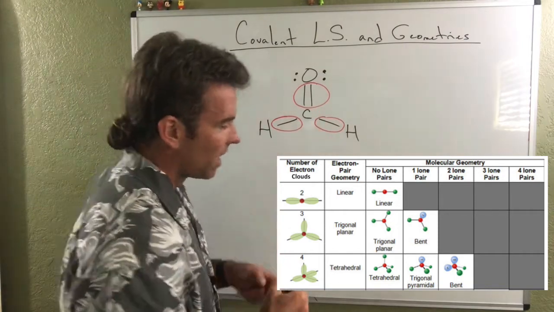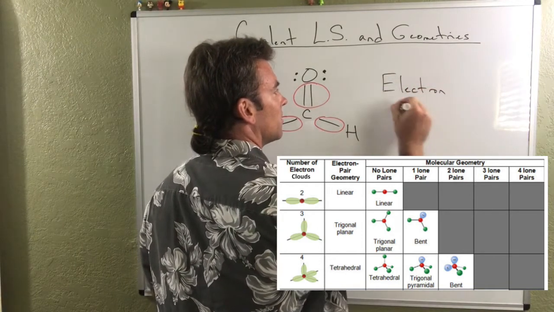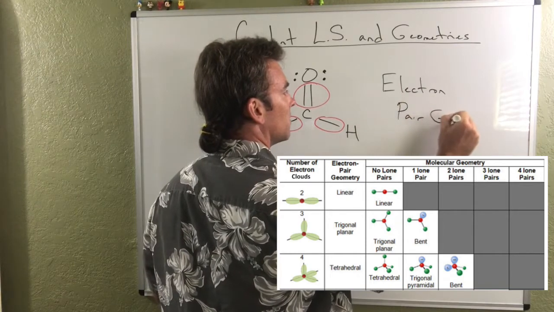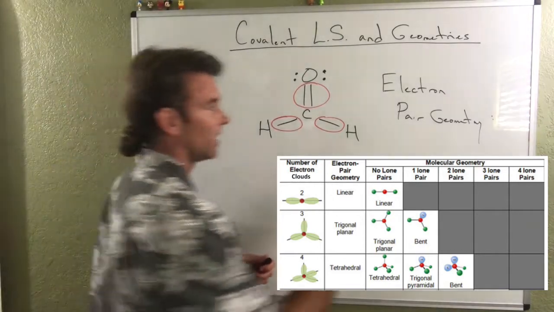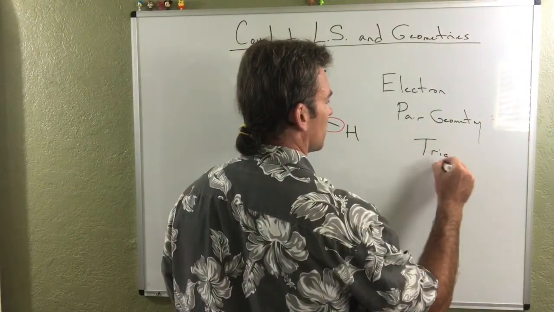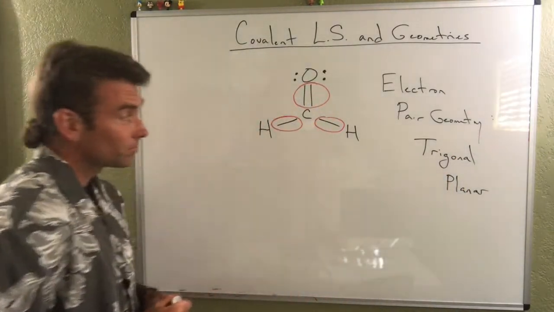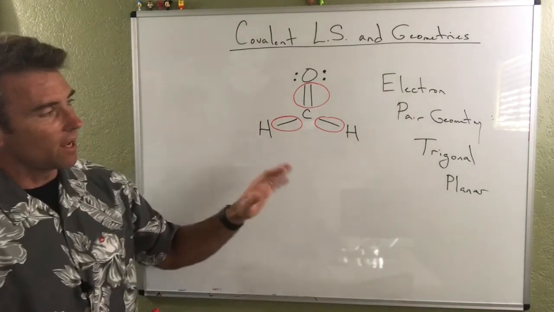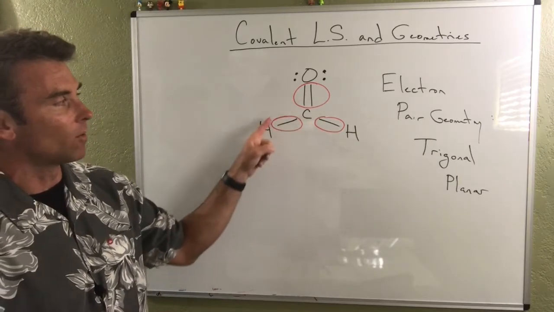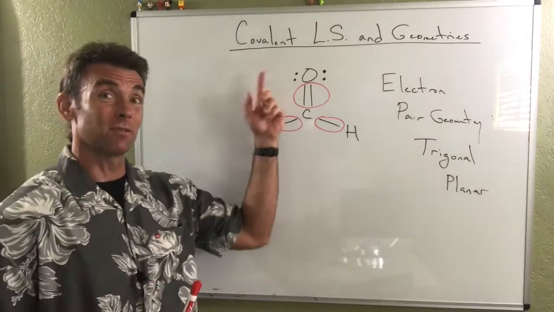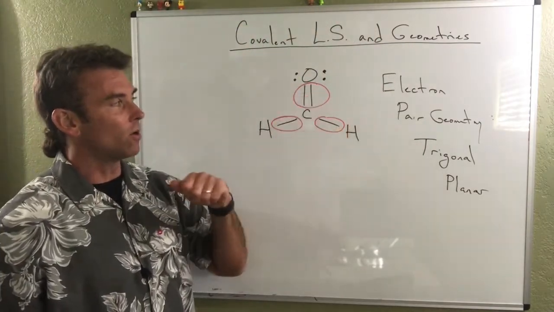And what you can say is, well, then I know that I've got an electron pair geometry that involves 3 electron clouds, and that is called a trigonal planar molecule. And so you look at that and say, okay, that's the electron pair geometry. Do I have any lone pairs around carbon? In this case, you don't. You've got lone pairs around oxygen, but that's on the end of the molecule, right? So right here, there are no lone pairs of electrons.